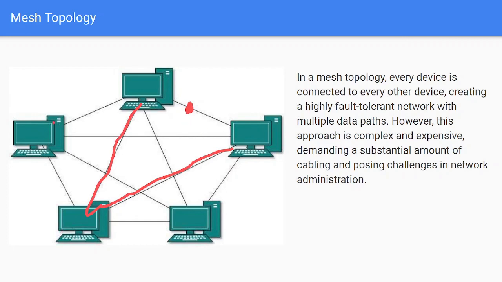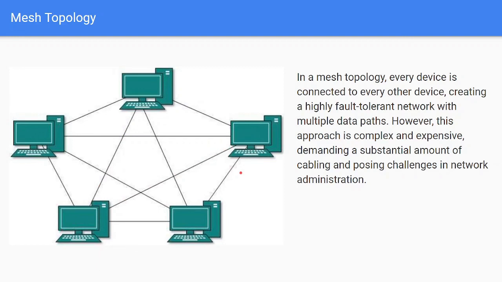So if, let's say, this host is bad now, it's not going to cause any problem. You understand? Because this one can communicate with this one, can communicate with this one, without the need for this particular host. So that's why they say it's a highly fault tolerant network. It means that whatever happens, it can stand strong.